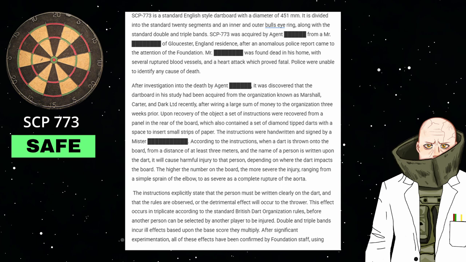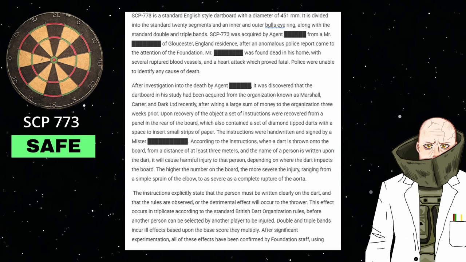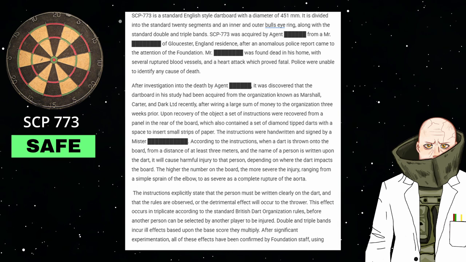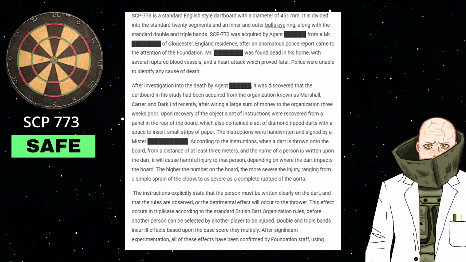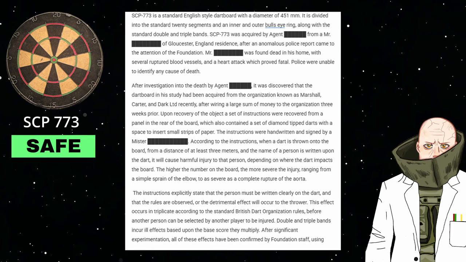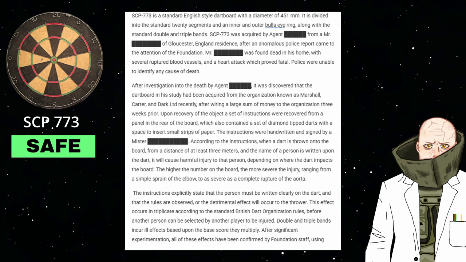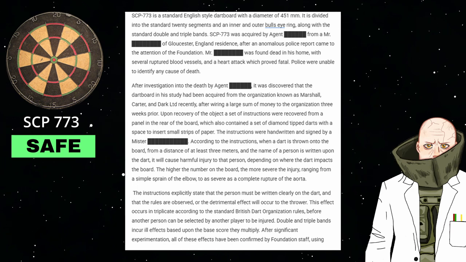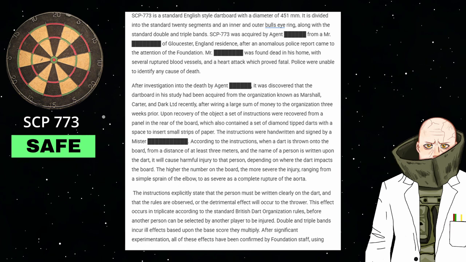organisation 3 weeks prior. Upon recovery of the object, a set of instructions were recovered from a panel in the rear of the board, which also contained a set of diamond-tipped darts with a small space to insert small strips of paper. The instructions were handwritten and signed by a Mr. Redacted. According to the instructions, when a dart is thrown onto the board from a distance of at least 3 meters, and the name of a person is written upon the dart, it will cause harmful injury to that person, depending on where the dart impacts on the board.